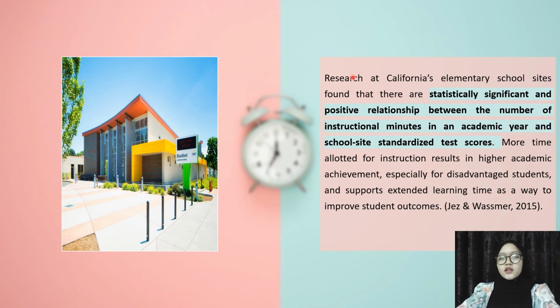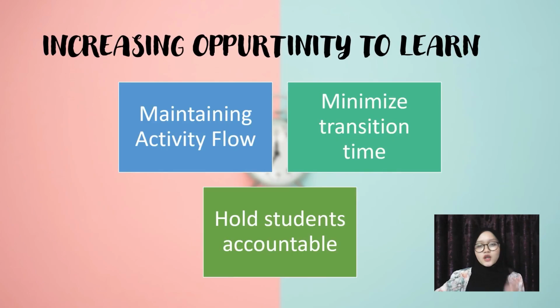This is because, according to Just and Westmer in their article, a California elementary school site study found that there is a statistically significant and positive relationship between the number of instructional minutes in an academic year and school site standardized test scores, meaning that there is a positive relationship between the instructional time in the school and their test results. In order to increase the students' productive learning time, there are three strategies that you can follow, which are maintaining activity flow, minimizing transition time, and holding students accountable. For this point, I will explain in more detail, and the other two points will be explained by my friends.